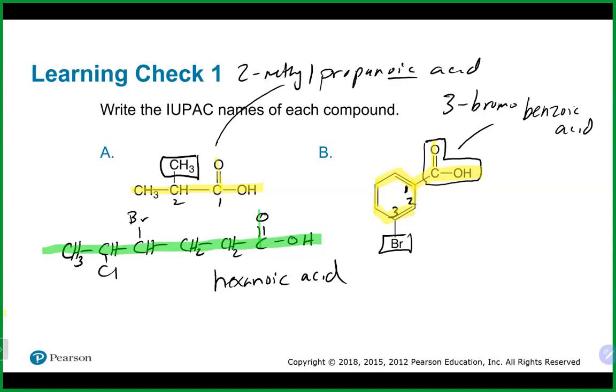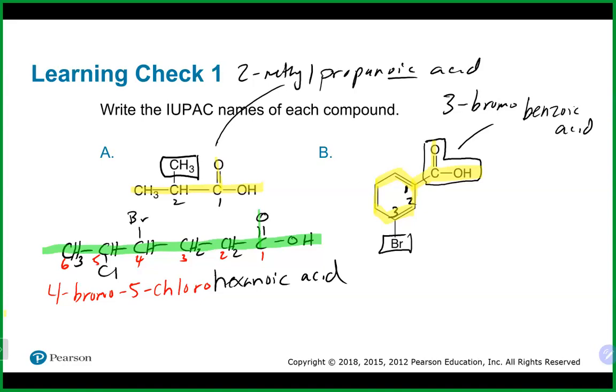Once again, wherever that carboxylic acid group is, that is going to be your first carbon. So this would be 1, 2, 3, 4, 5, and 6. That means alphabetical here, B before C, I think. So that is going to be 4-bromo, 5-chloro, maybe I could join them up, hexanoic acid. Any questions on any of those names?